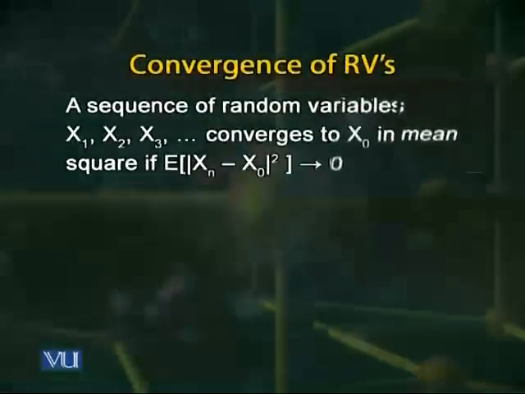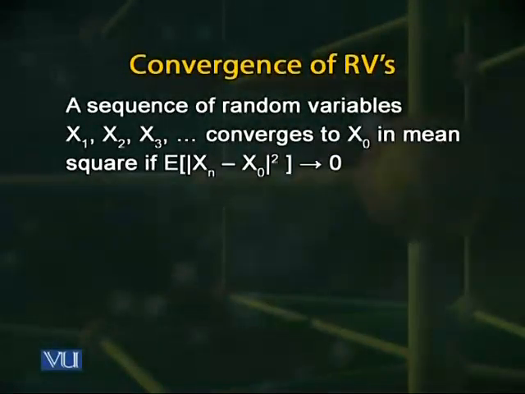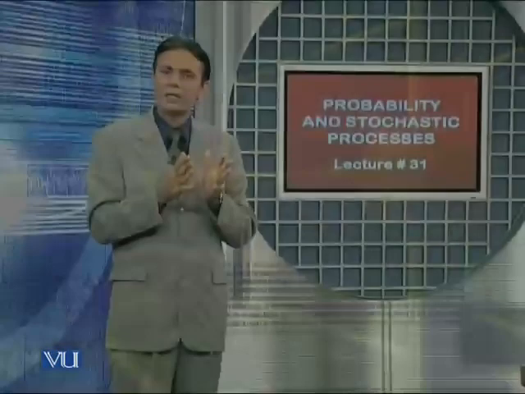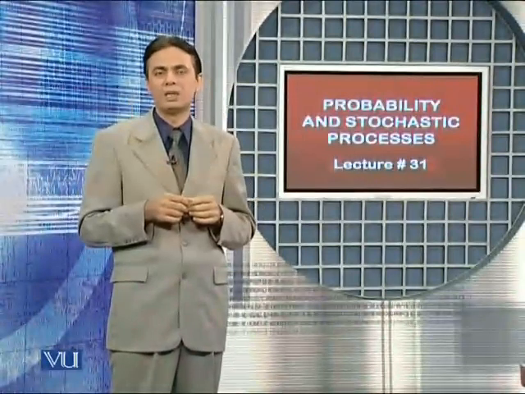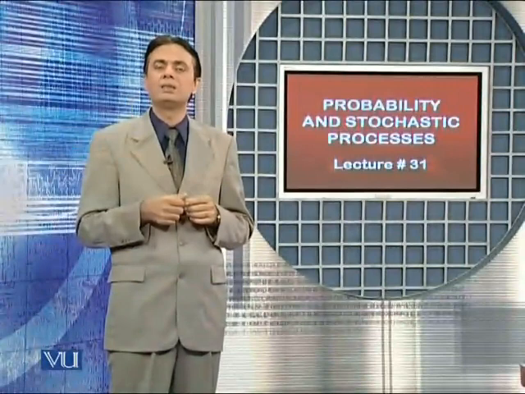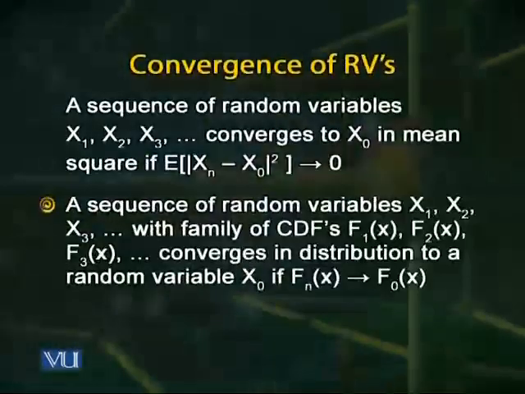So if the expected value of this sequence of random variables converges to 0, then we say that the sequence of random variables x1, x2, x3 converges to x0 in the sense of mean square, in the sense of minimizing the expected value of square of the difference of the random variables in the collection and the destination random variable. The last type of convergence of random variables is convergence in distribution.